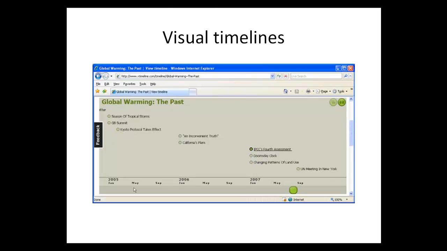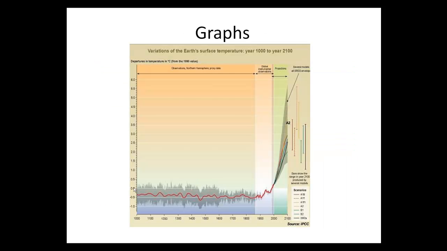Timelines can also be represented in a more visual way. This timeline, also connected with climate change, was created using X timelines, which is a free tool that you can find on the internet. If you're interested in looking at quantitative changes and trends, then graphs are a very effective way to show historical changes. This one shows variations of the Earth's surface temperature.